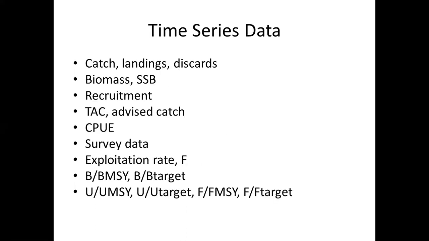Next slide. For the core of it, where it really came from is desires to have time series of catch, landings or discards, biomass, and recruitment. So the original RAM Legacy database was basically spawning stock biomass and recruitment. And so we've expanded that quite a bit. We now have, where available, TAC, advised catch. We have CPUE or survey data in some cases, exploitation rates or fishing mortality rates, and the status of the stock relative to reference points for biomass, exploitation rate, and fishing mortality rate.